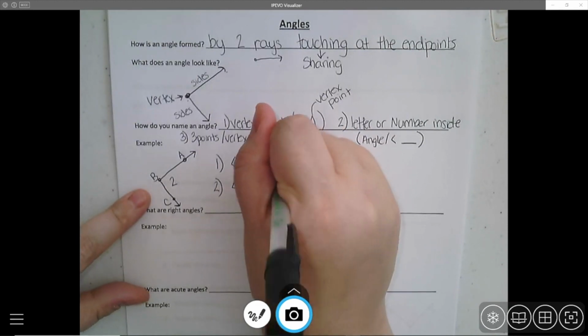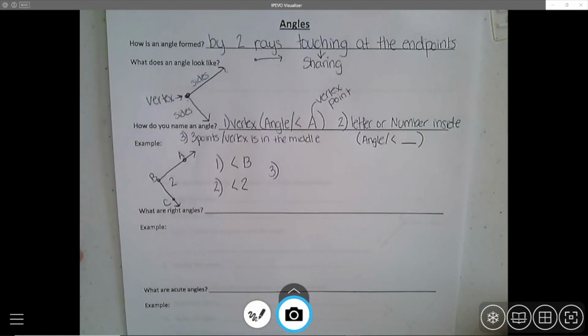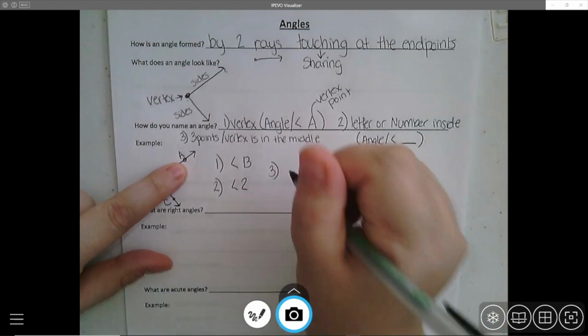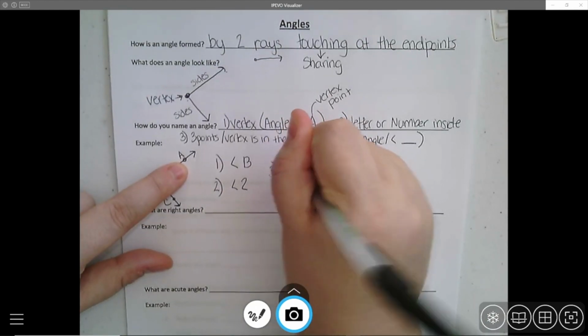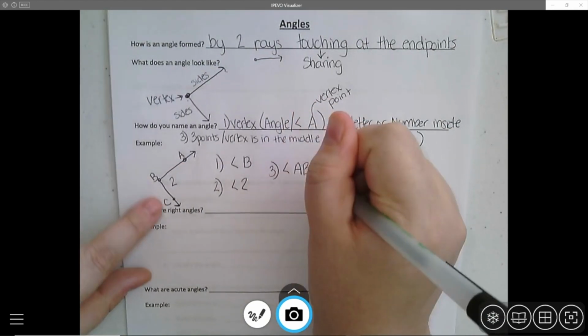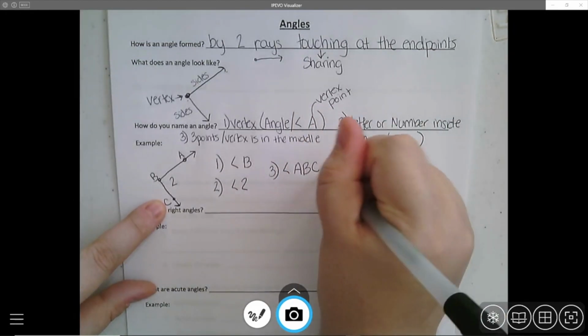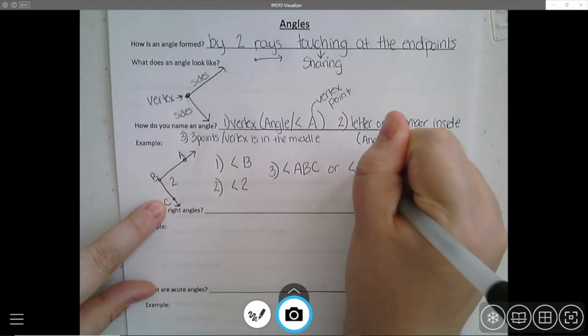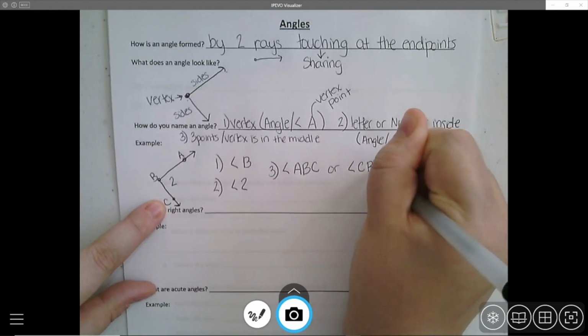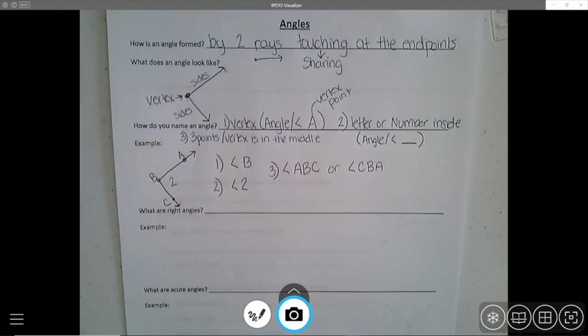Okay, and the third way, start with a point on either of the sides. So if I start here with A, angle A, then go to the vertex, which is B, C. Now, you could always do it C, B, A as well. Your first and your last point do not matter. All that matters is that middle point has to be B because that is the vertex. Okay, it is that end point that they share in common on both of the rays.